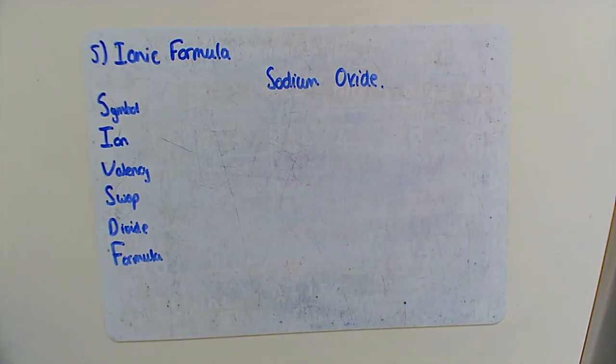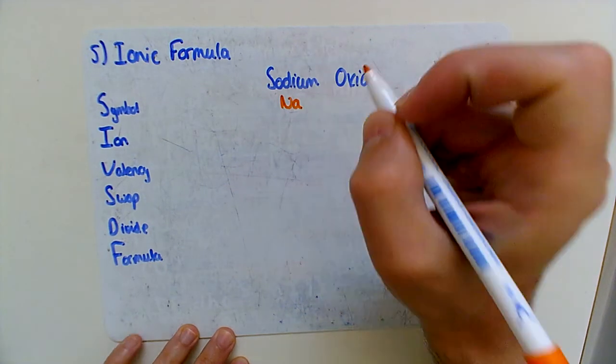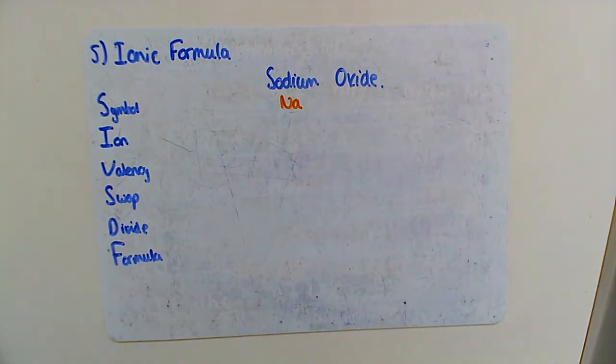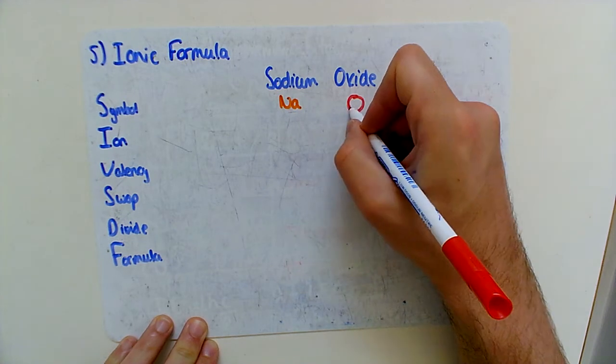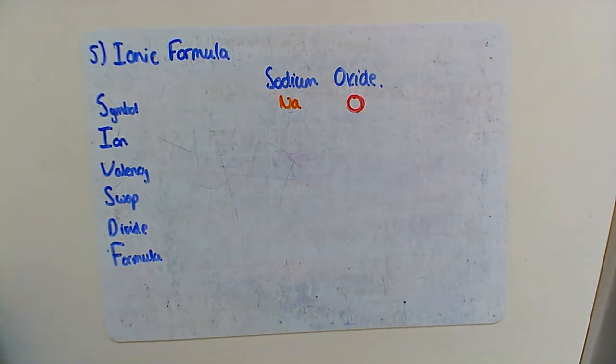So sodium oxide. The symbol for sodium is Na. The symbol for oxygen is O. Now, depending on what group you're in on the periodic table, you're going to form different charged ions.